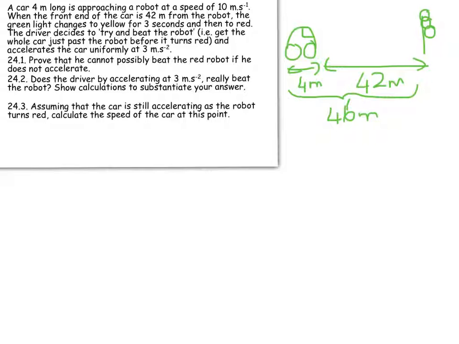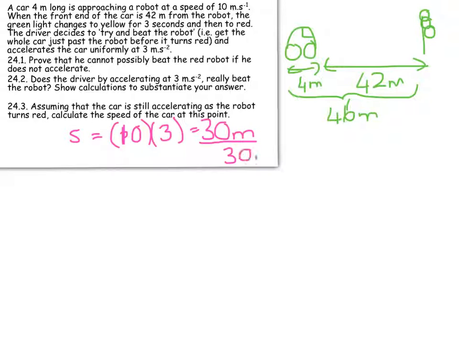So it's pretty simple. I'm going to work out a distance if he went at a constant speed of 10 meters per second. So we take the original velocity and do that for exactly 3 seconds, and we find that we get past 30 meters. Well, when I compare 30 meters to 46 meters, therefore he can't.